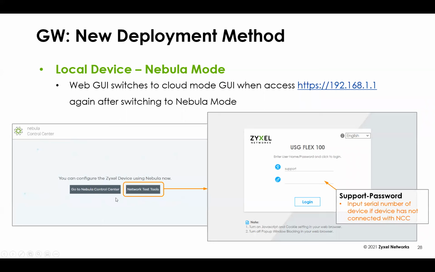You can also pull up your network tool test where you can do some connectivity checks as well. But once it's configured and it shows that it has been connected to Nebula, you can go directly to the control center. Now, if you need to log back into the device and it has not been connected to NCC, you can input the serial number of the device here as the password.